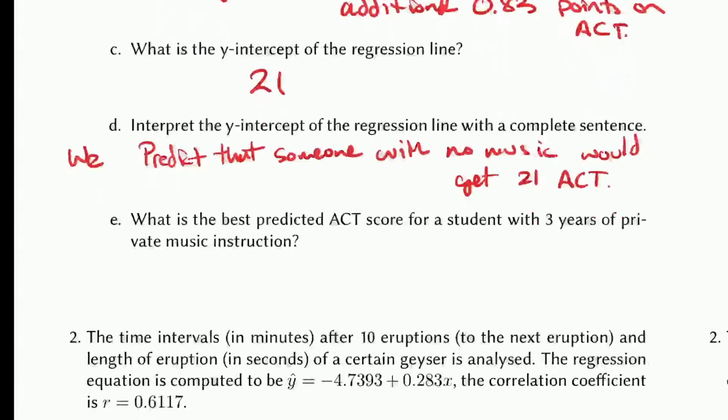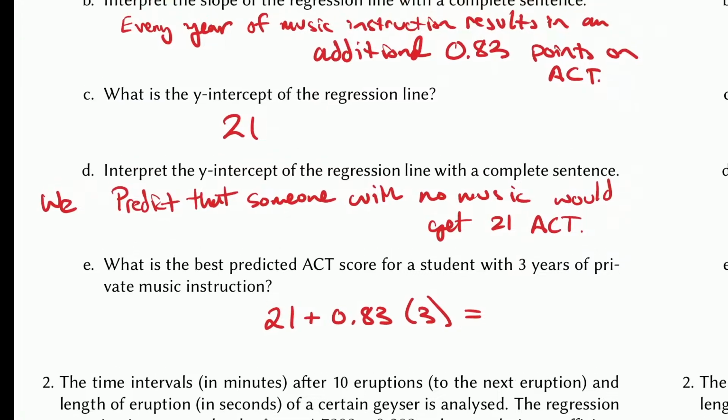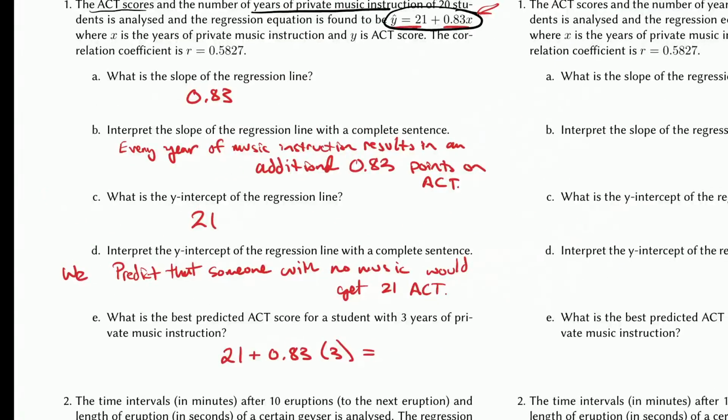Okay, what's the best predicted ACT score for a student with 3 years of private music instruction? So we would use that formula and just do 21 plus 0.83 times 3. And so this came from that formula up at the top. I can't do this in my head, so I'm going to have to pull out my calculator. Give me a sec here.